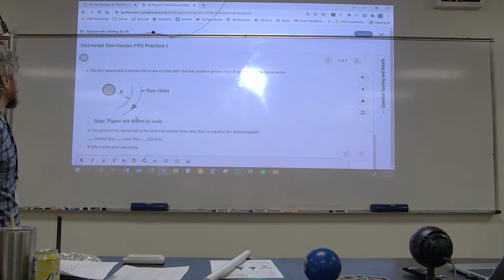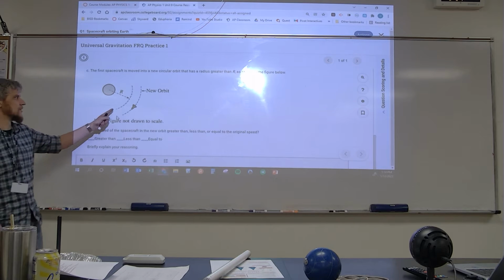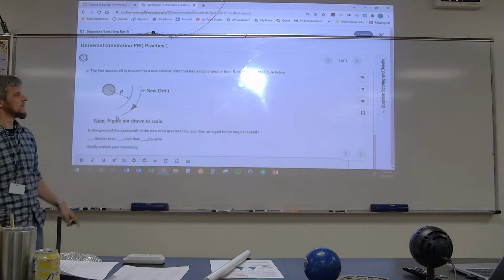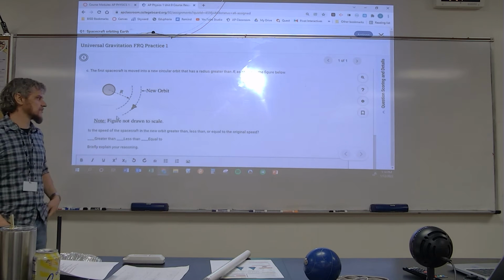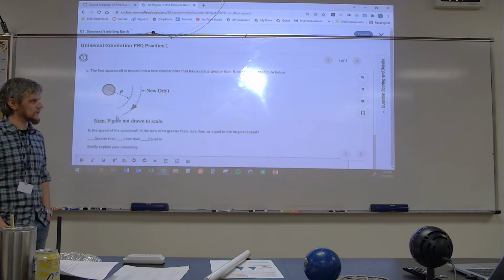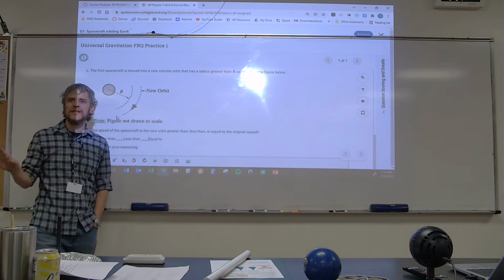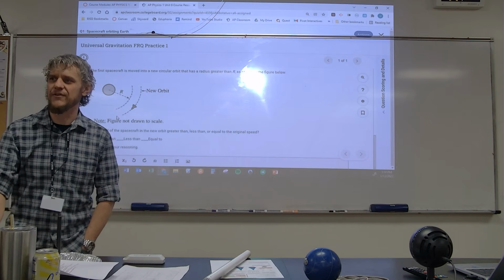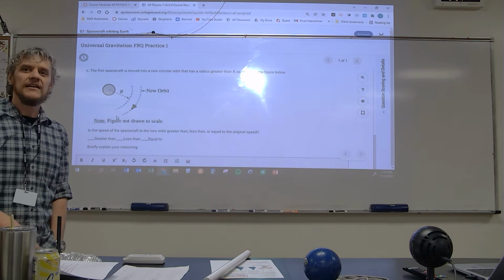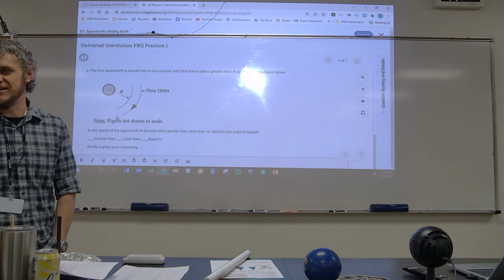Alright. C is tricky. The first spacecraft is moved into a new circular orbit that has a radius greater than r. So it's increased its orbital altitude. Is the speed of the spacecraft in the new orbit greater than, less than, or equal to the original speed? Don't say yet. The answer to this question is pretty simple, if you understand the equations. The engineering to make this happen is not.